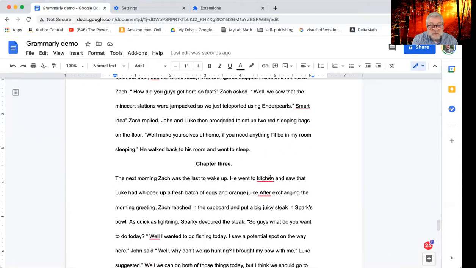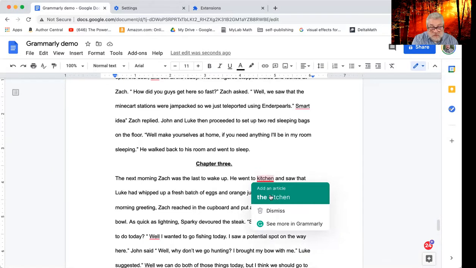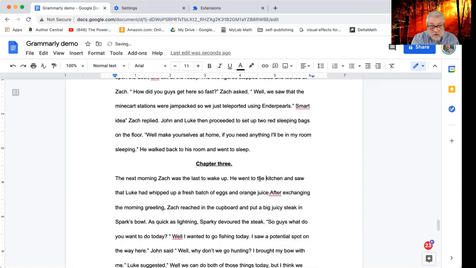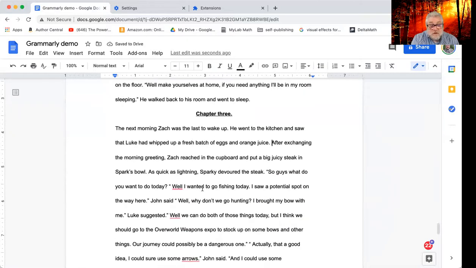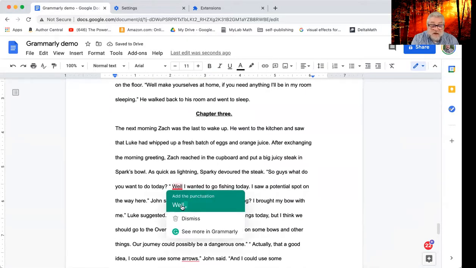The next morning, he went to the kitchen, right? Notice how I put the word "the" in there when I read it. That's what happens when you read your story and look for errors, is frequently your brain will insert the little construction word like "the" right there. It'll insert that without even noticing it. This is why reading them out loud is really valuable, because you won't do it when you read it out loud. Okay, so well, you always have a comma after well.